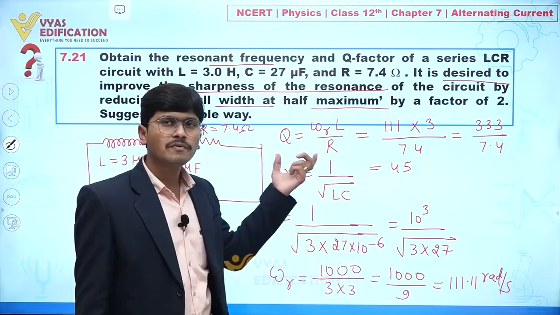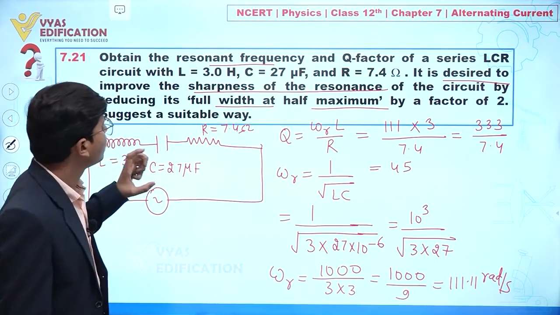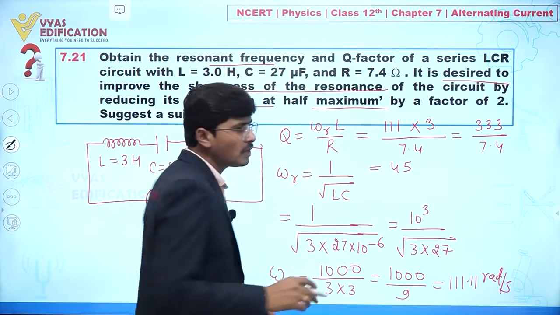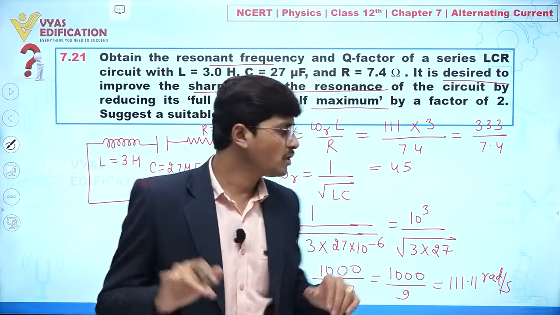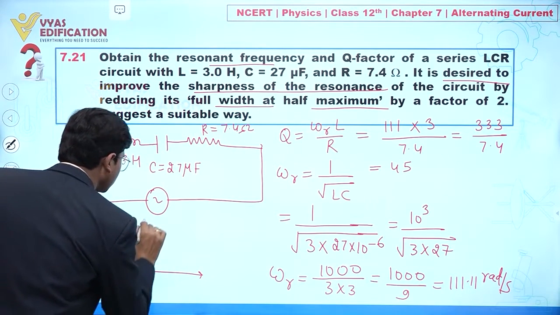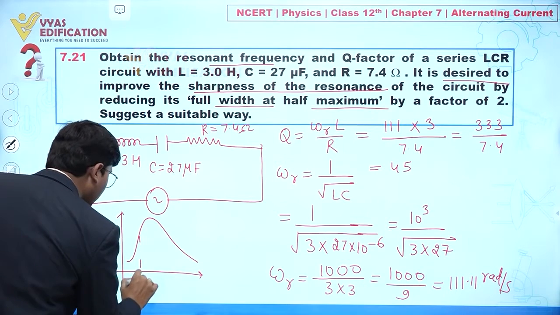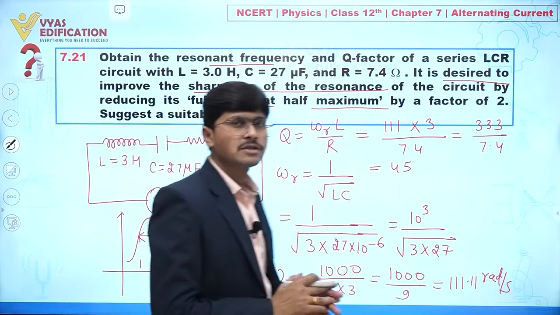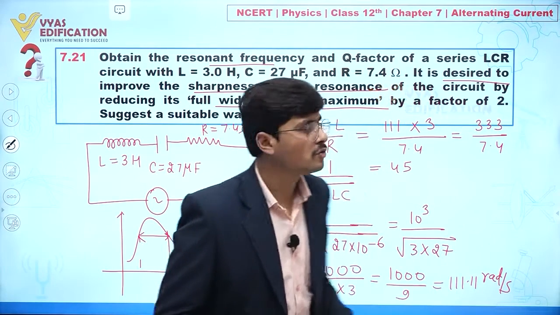If we want to decrease the value of width, you know this graph, if you draw this graph you will find it will be like this. Let's suppose we have these 2 points, and if we want to decrease this width by half, it means we have to increase sharpness by a factor of 2, clear?